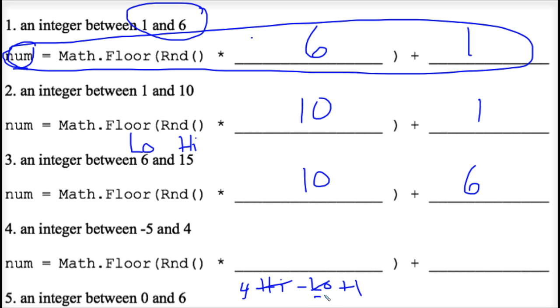Now let's be careful here. Let's simplify this. John, what is 4 minus negative 5 plus 1? Wow, that was fast. Yes, 10. Very good, because that's 4 plus positive 5, which is 9, plus 1 is 10.